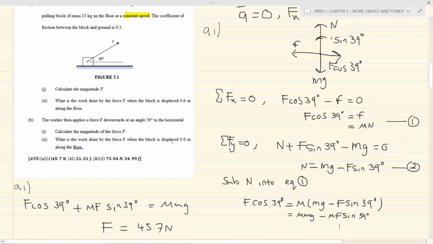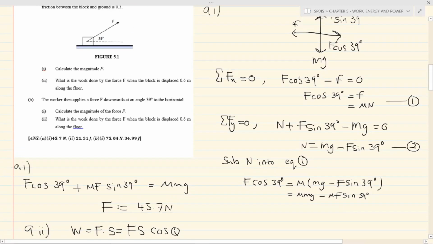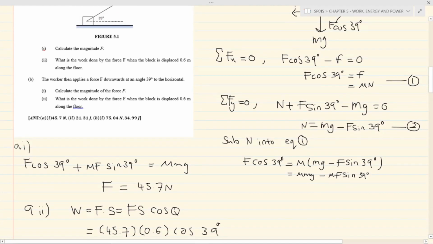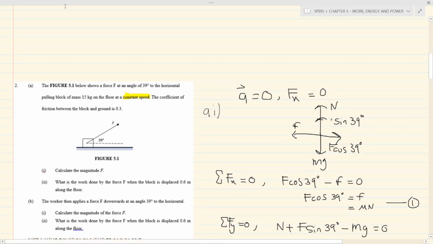Okay, so again, kita tahu work is F dot S, which is Fs cos theta. The force tu kita dah cari, which is 45.7 Newton. The displacement is 0.6. So the angle pula is 39 degrees lah. So kiranya if you see here, kita tahu kita punya displacement. So the force dengan displacement, the angle between the force and displacement is 39 degree lah.